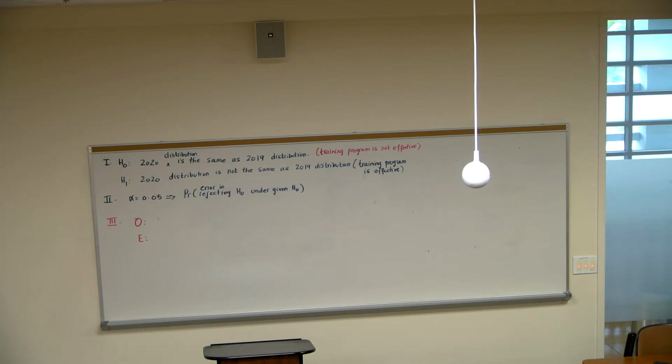So which would be the observed and which is the expected? Would the 2019 data be the expected, or would the 2020 data be expected? 2019 would be the expected distribution, because this is what we expect to see, right? That is our reference. This is what we observed. Does that make sense?